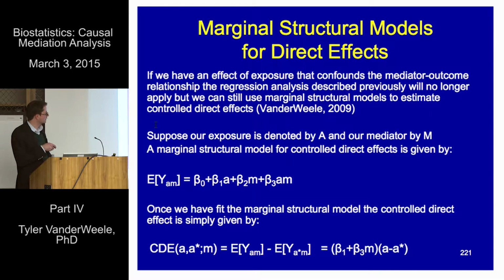The model's called structural because it's a model for the counterfactual outcomes rather than the observed outcomes, which is going to make it more difficult to fit. That's why it's called structural. It's called marginal because it's for the population, the average value of the counterfactual for the whole population, rather than a conditional regression model, which is conditional on the covariates. So that's why it's called a marginal structural model. It's just a model for the counterfactual outcomes for the population.